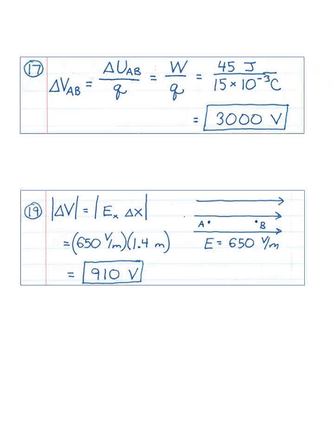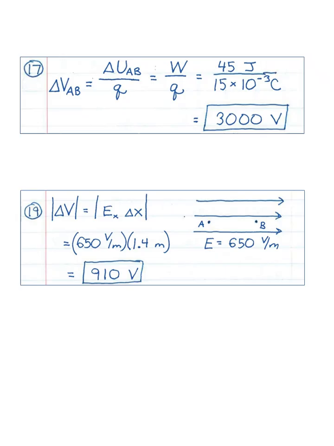It takes 45 joules to move a 15 millicoulomb charge from point A to point B. What is the potential difference delta VAB? So the potential difference between points A and B is given by this equation. It's the difference in potential energy over charge, which is the work that it does divided by the charge. And so we do 45 joules divided by 15 times 10 to the negative 3 coulombs, and we get a potential difference of 3,000 volts.